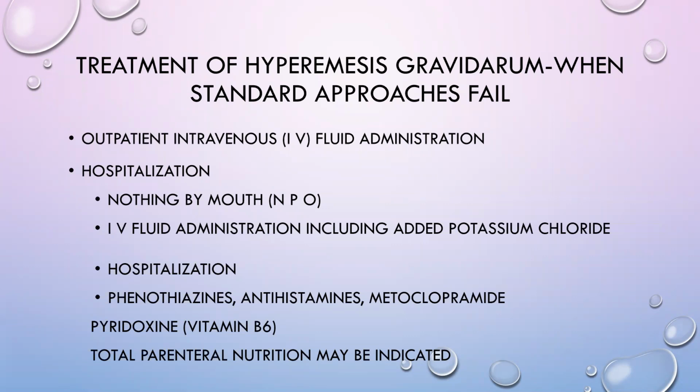So these women are going to be dehydrated because they're vomiting. That's what hyperemesis gravidarum is. It's continuous vomiting during pregnancy. It can last all the way up until delivery. Many women have to be hospitalized because of this. They may receive outpatient IV fluids, and then if hospitalized, they will not be able to eat anything, and it can lead to total parenteral nutrition.